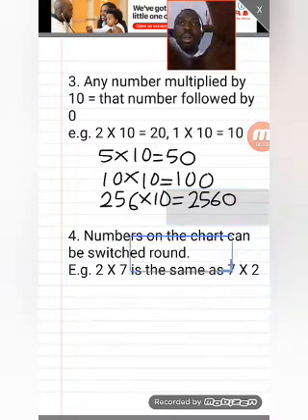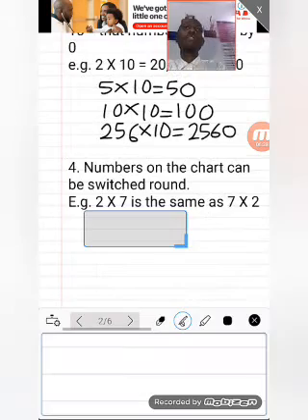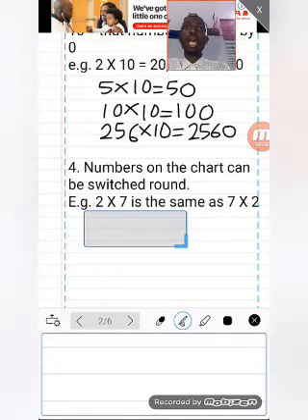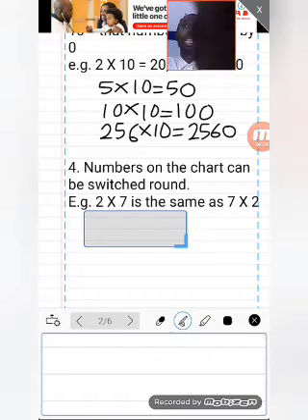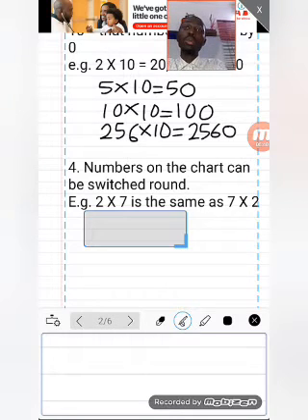mathematics based on multiplication. Now, another fact of multiplication is that numbers on the chart can be switched round. That is, when you write a number multiplied by some number, you can interchange them. An example is 2 times 7. 2 times 7 would give you the same answer as 7 times 2.